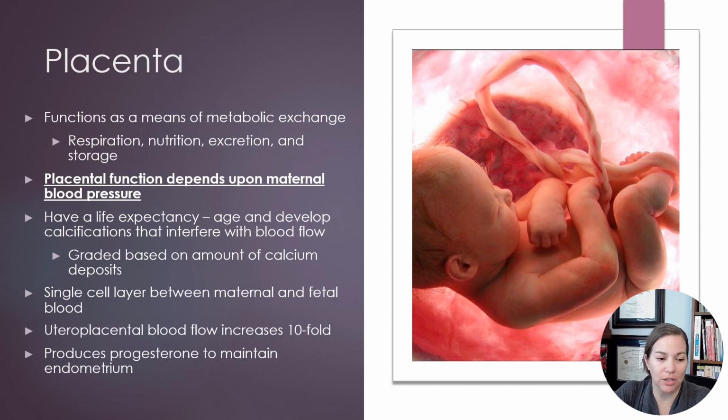So progestation, the placenta produces progesterone in and of itself, and it maintains the endometrium. So if you remember, in the menstrual cycle, we shed our endometrial lining during menstrual cycles, and that is what our periods are. So progesterone is the body telling you to hang on to that because we want to support this pregnancy.